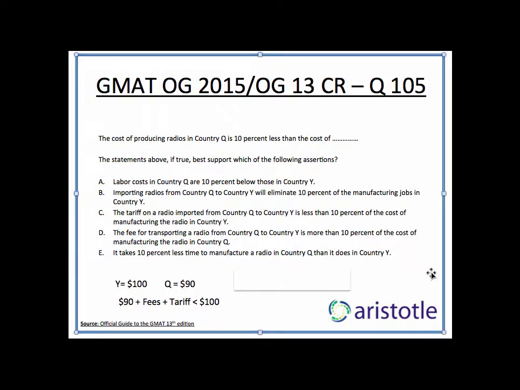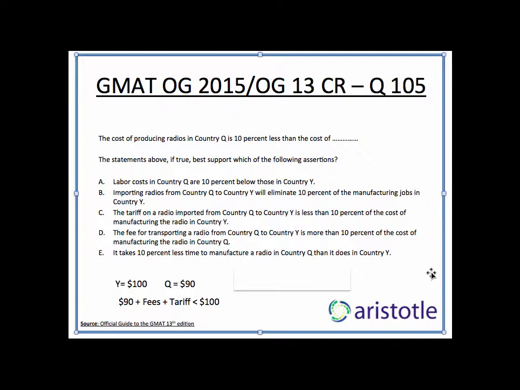A says labor costs in country Q are 10% below those in country Y. We cannot make any specific inference about labor costs. We have no idea. It's an inference question, by the way. Which of the following is best supported from the argument? So inference. So A can't be inferred. B says importing radios from Q to Y will eliminate 10% of the jobs. We have no idea. So can't be inferred.